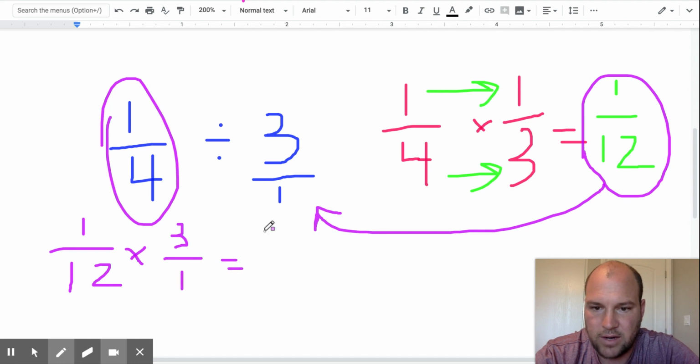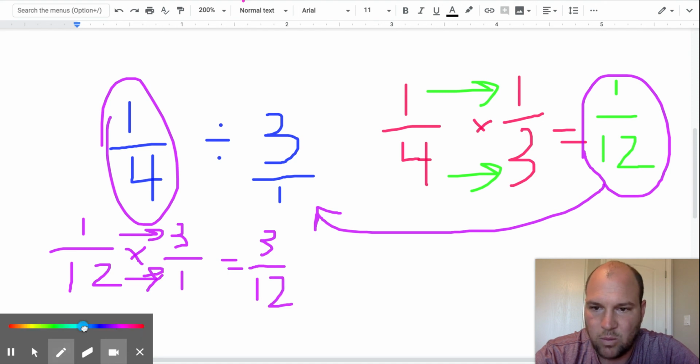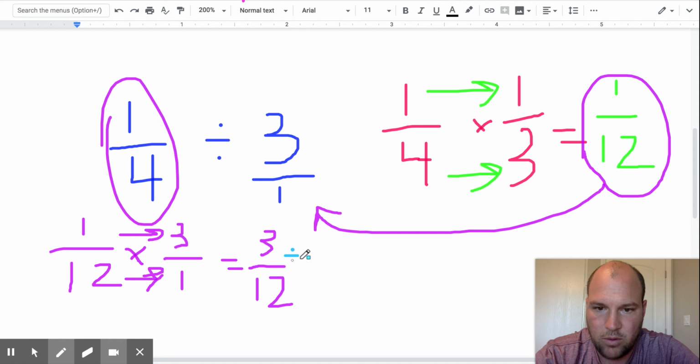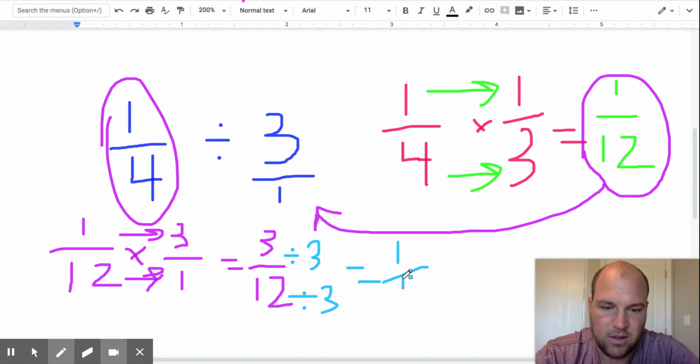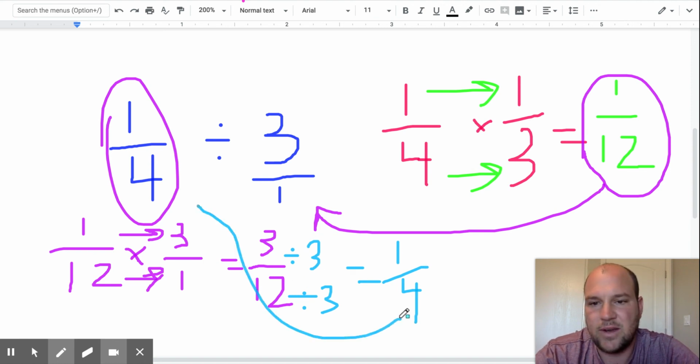3 over 12, because 3 times 1 is 3. I just multiply straight across. And 12 times 1 is 12. 3 over 12, I can divide them both by 3 to simplify. And watch, it's going to turn into 1/4. Divided by 3. Divided by 3. It's going to give me 1/4. That's how you check a problem. You just multiply your answer by your original divisor before you flipped it, and then reduce. And that's how I know I did it right, because this matches this.